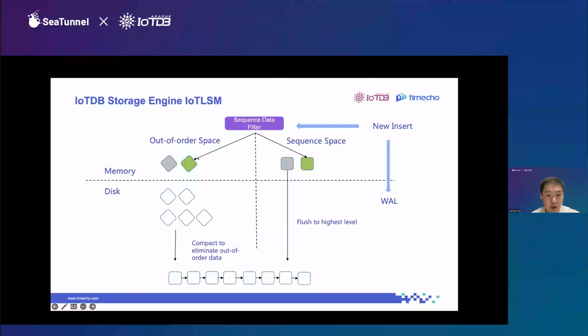And then after the flush, we have got some disk files. We also have the out of order space and the sequence space. And we also have the compaction to eliminate the out of order data.